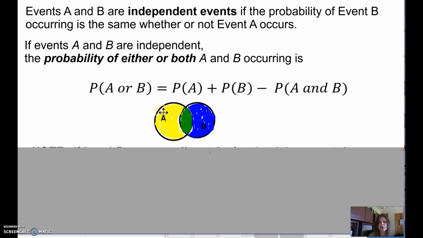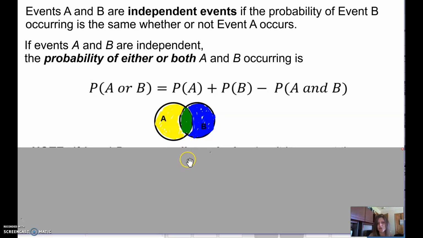So when I calculate the probability of A, I am including the outcomes that are in that green section. When I calculate the probability of B, I am also including those outcomes that are in that green section. So everything in that green section got counted twice. That's why we have to subtract where there's an overlap. We only want to count those things one time.